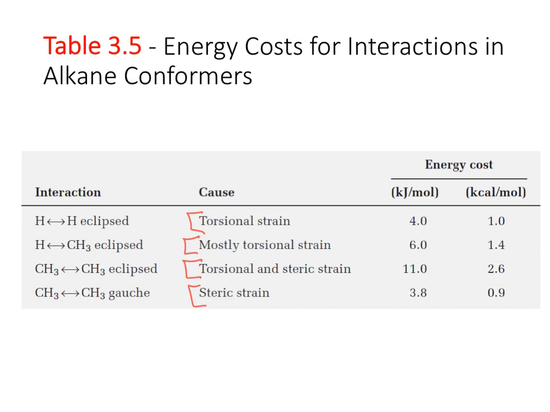So the torsional strain is only in the eclipsed interactions, but the steric strain can be in both, depending on what groups are eclipsed. And sometimes torsional strain is called eclipsing strain.